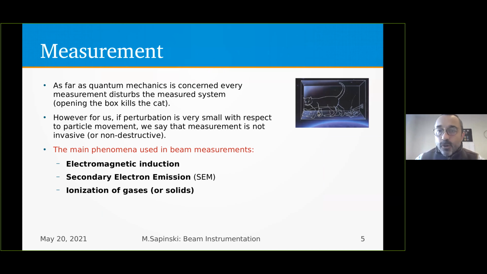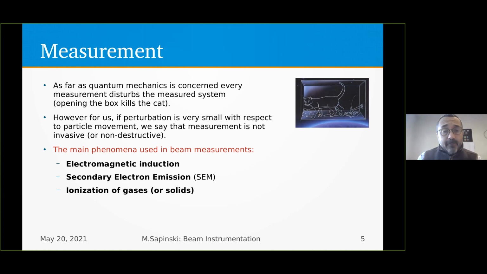So there is no measurement which is completely not affecting the system. However, for us, most of the time, we are not a quantum system. So small measurements are not destructive and don't really affect the beam. We don't see an effect on the beam. But there are some measurements which are really invasive, and these invasive measurements destroy the beam completely. You will see such examples of measurements on the next two slides.